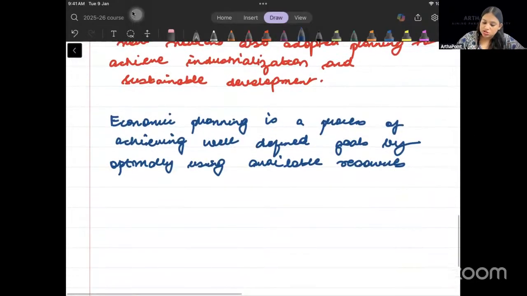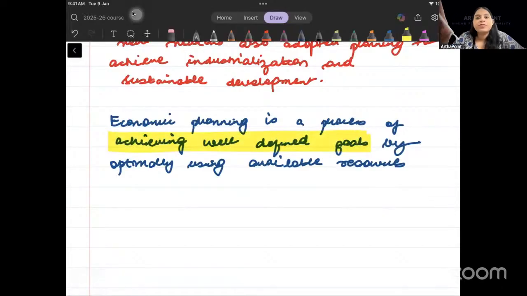Economic planning is the process of achieving well-defined goals. So we have made a goal, we have a well-defined goal, and through economic planning we are achieving it by optimally using the available resources. And to achieve that goal, for example to eradicate poverty, you can have four kinds of programs: give subsidies, give employment, unemployment benefit, start with the Manrega program. There can be 4 or 5 things, but you have to choose the one where you use your resources optimally, right?